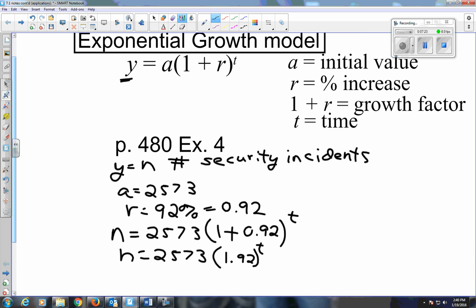Okay, now let's use that model a little bit. I've got this graphed already, and hopefully you brought your calculators, because I'm going to have you graph them as well.